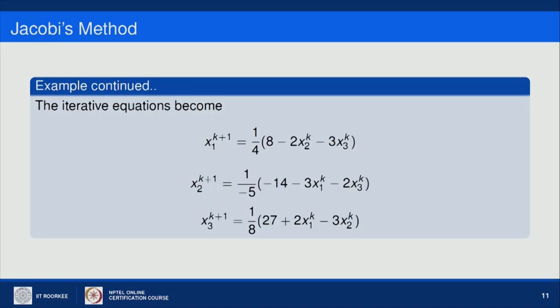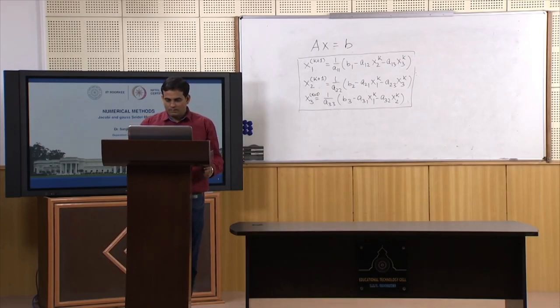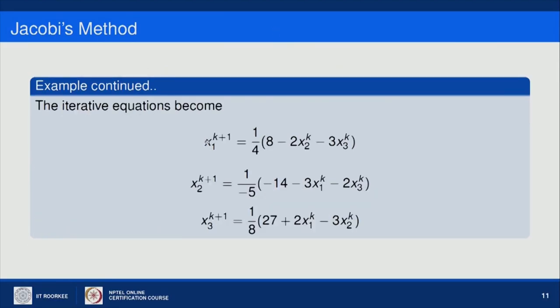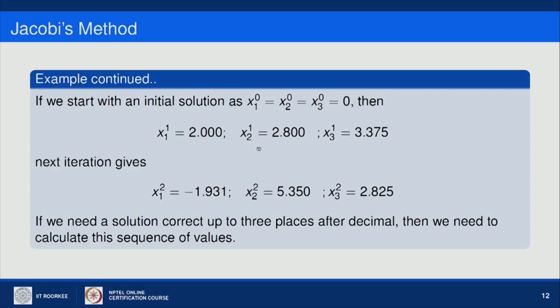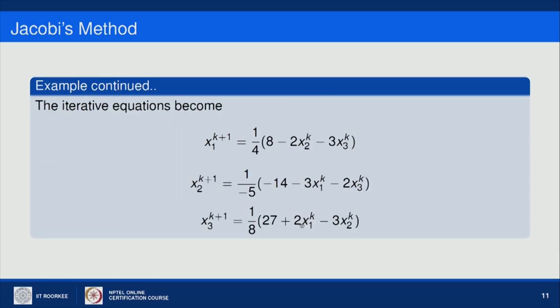Now, if I start with an initial solution, let us say x1 0 is 0, x2 0 is 0, x3 0 is 0, then in iteration 1, I will get the value of x1 1 as 2, which is coming from the first equation. Here I am putting x2 0 is 0, x3 0 is 0. So, x1 1 will become 8 upon 4, so it is coming out as 2. Similarly, from the second equation I am getting x2 1, which comes out to be 2.8, and x3 1 equals 3.375.